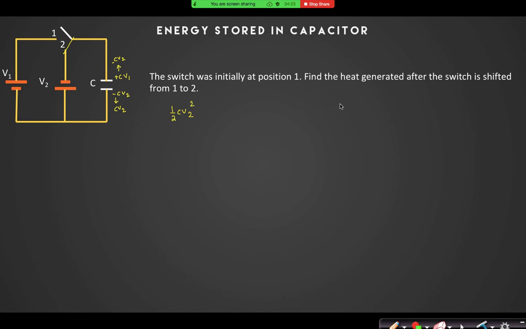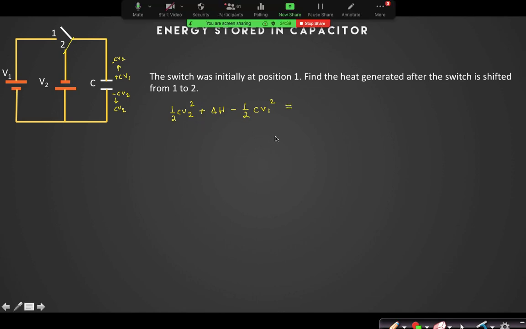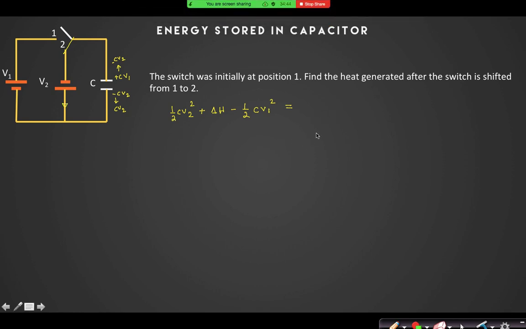So if I use the formula, the final energy is half CV2 square, plus the heat generated delta H, and the initial energy is minus half CV1 square, and that is equal to the work done by the battery. What is the work done by the battery? We have seen that we only consider the positive plate and the charge sent by the positive plate. Now what was the charge sent by the battery? Finally it is CV2, initially minus CV1, right? So it is V2 into CV2 plus CV1. Yes or no?